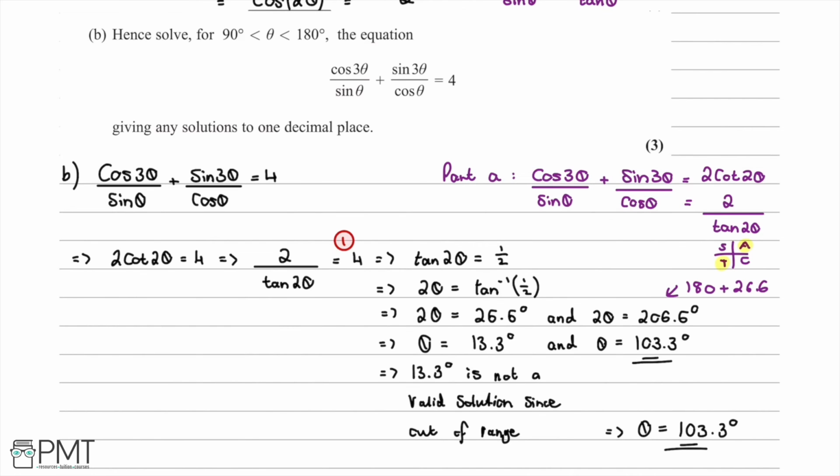We then pick up our second mark for getting to the stage where we knew to do arctan, so where we had that 2 theta was going to be equal to tan to the power of minus 1, and then putting a half in. And we then receive our third and final mark for coming to the correct conclusion of 103.3 degrees, noting that 13.3 is out of range. So we need to remember this statement here, and then concluding with our value of theta, 103.3 degrees.